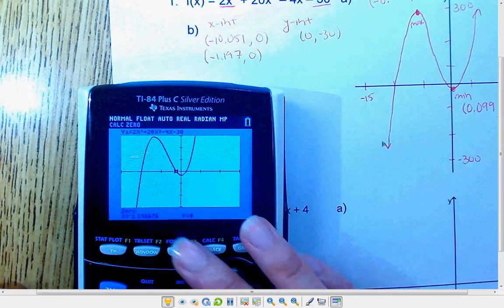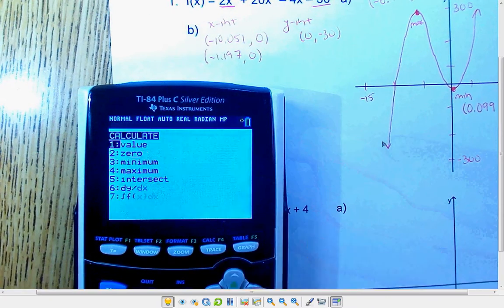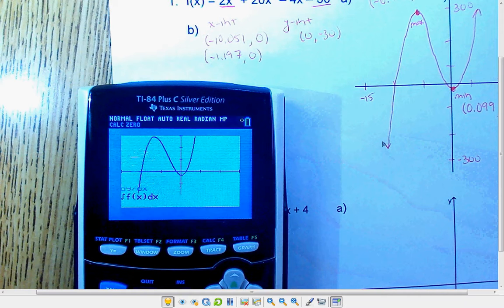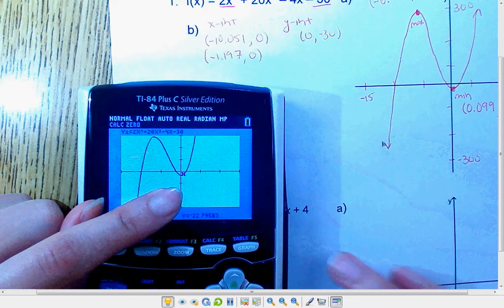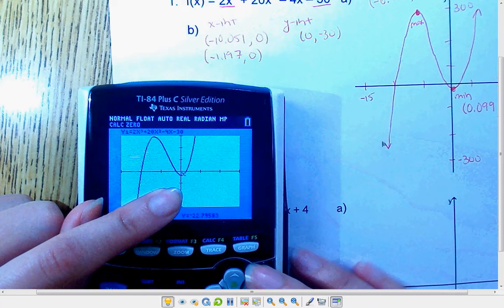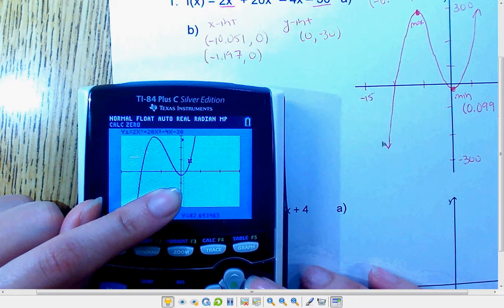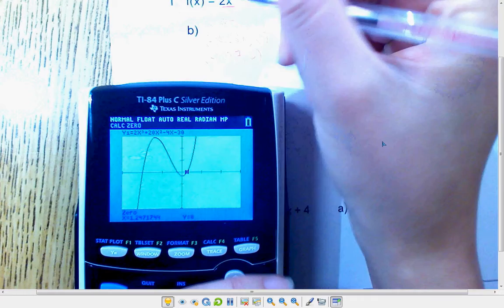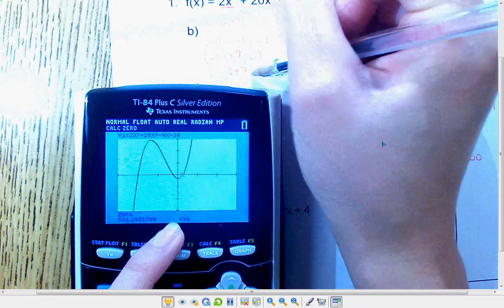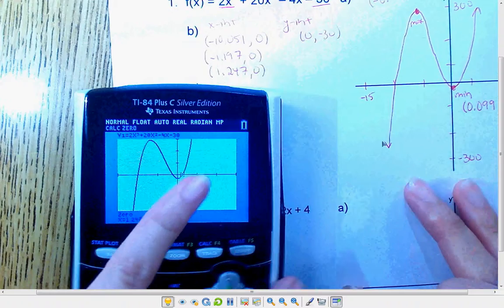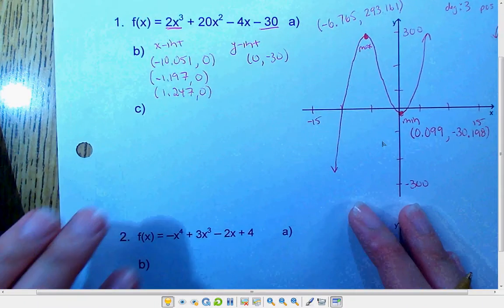And then one last 0, we're going to do the same thing, second calc 2, and we're going to go to the left side of this one. So left side of this one will be underneath it, right side of this one will be above it. Press enter again, and we have an x-intercept of 1.247, comma 0. So here are all my x-intercepts and my y-intercepts.